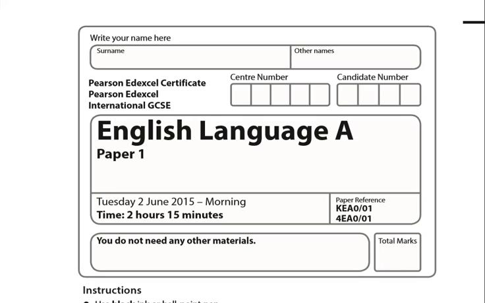Now, it's important to remember that the types of questions you are asked and the order in which they appear on the exam paper will always be the same. So although we're looking at the June 2015 paper, these types of questions and the order they appear are the same for all of the exam papers for paper 1, and they will be the same for the one that you're going to do in a few weeks' time.